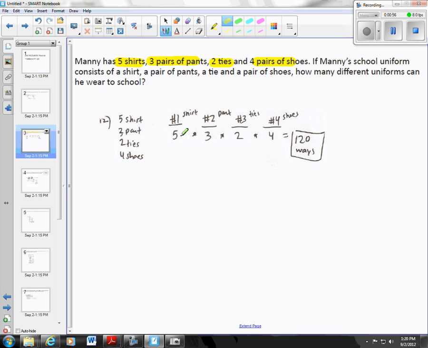So then you say there's 5 ways to pick a shirt, 3 ways to pick pants, 2 different ways to pick ties, and 4 ways to pick shoes. And the fundamental counting principle says that you multiply the different choices to figure out the total options. So you just do 5 times 3 is 15, times 2 is 30, 30 times 4 is 120.